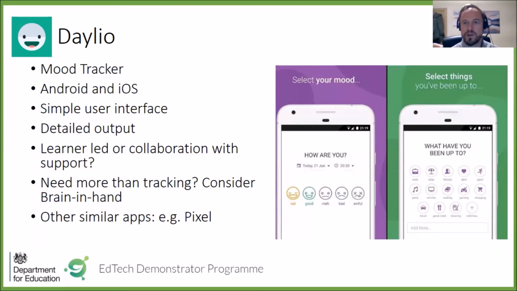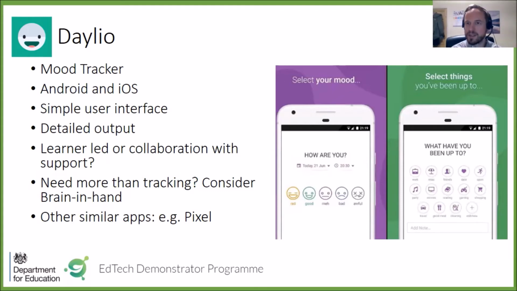So if I was working with the learner and supporting them, I would rely on them to fill this out through the week and have maybe a prompt come up to fill out how they're doing each day. And then we could review this with them, and we could see where the issues were, and it would be a really helpful prompt to see how they're doing and when and what's happening. So yeah, it can be learner-led or collaboration with support.